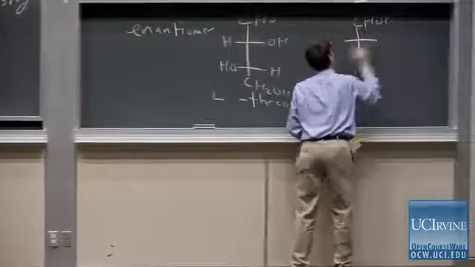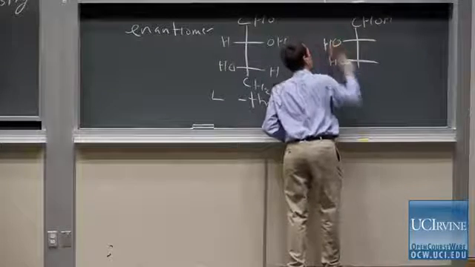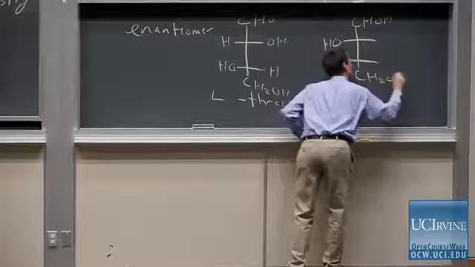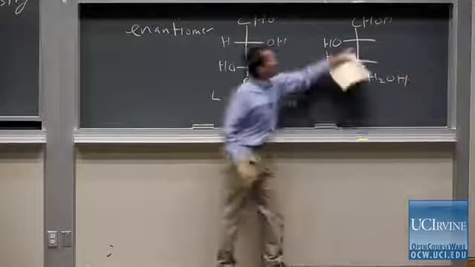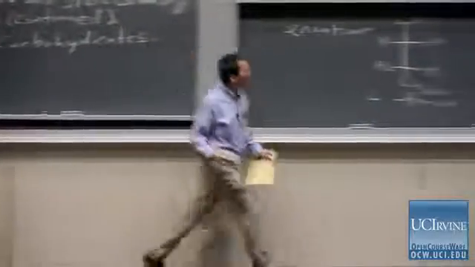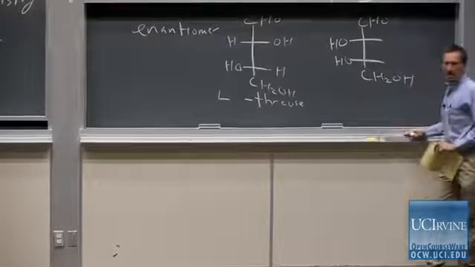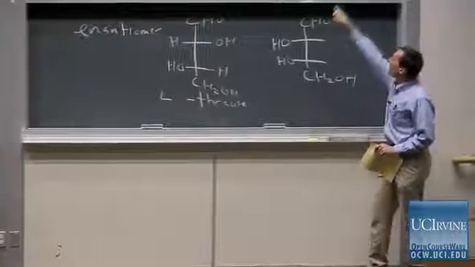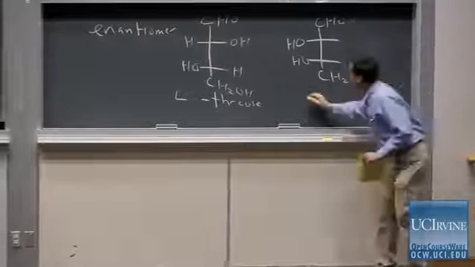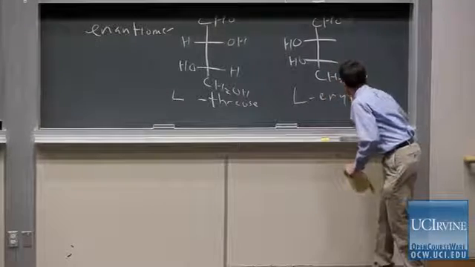So here, if I now go ahead and make this L sugar, this is the enantiomer of, whoops, that's supposed to be an aldehyde, so we're going to make that CHO. So this is the enantiomer of erythrose, and so this is L-erythrose.